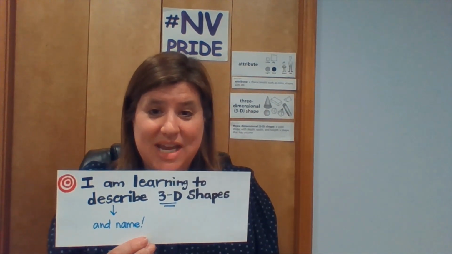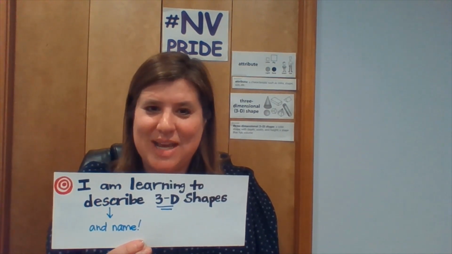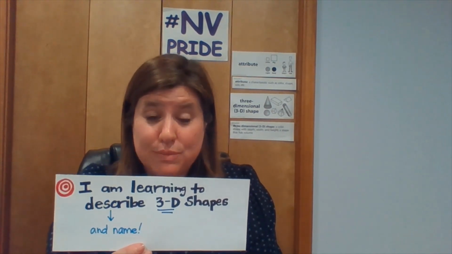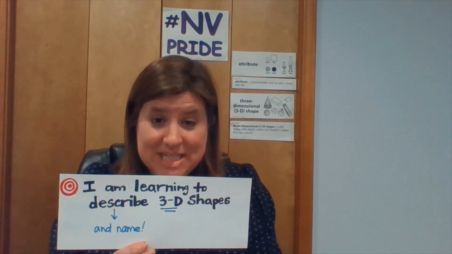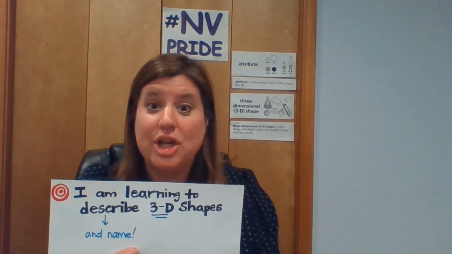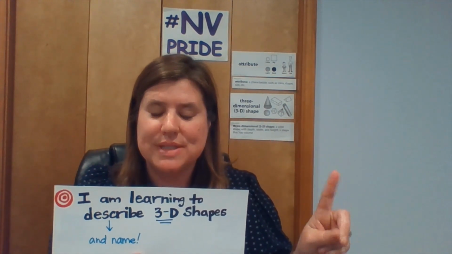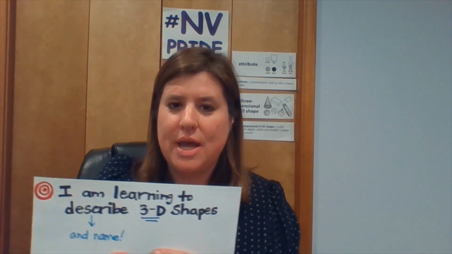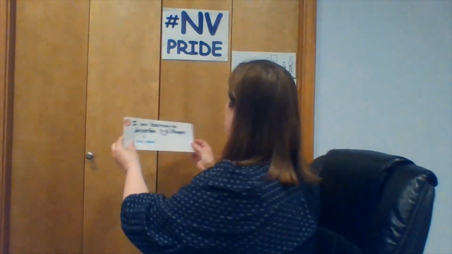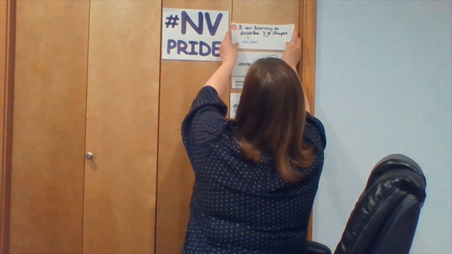And 3D shapes, just like 2D shapes, have very important attributes that mathematicians use to describe them. And we're going to talk about those today. And you're also going to get to go on a hunt to find them in your own house. I'm going to put our learning target up behind me right here. I am learning to describe 3D shapes.